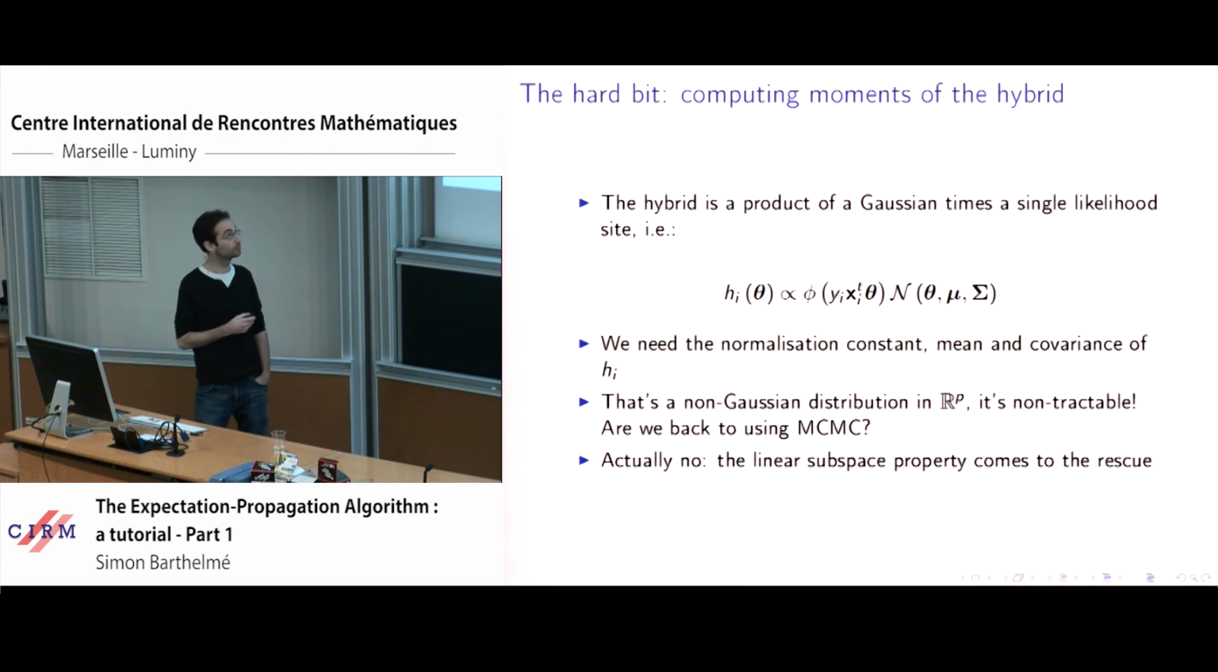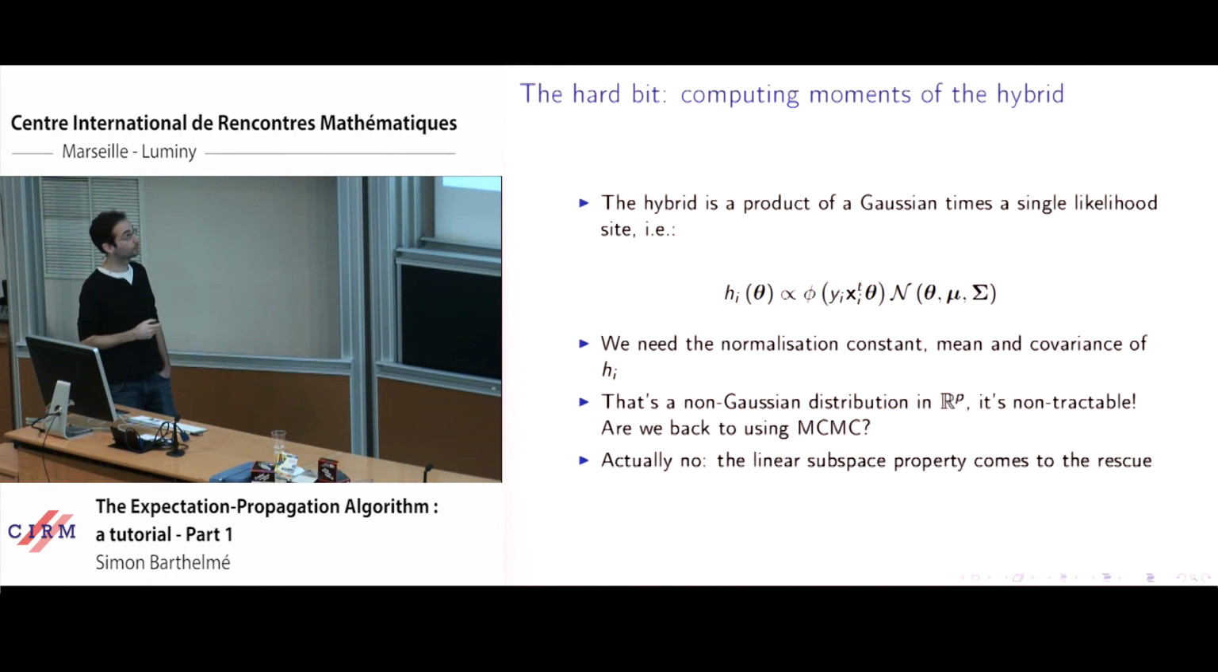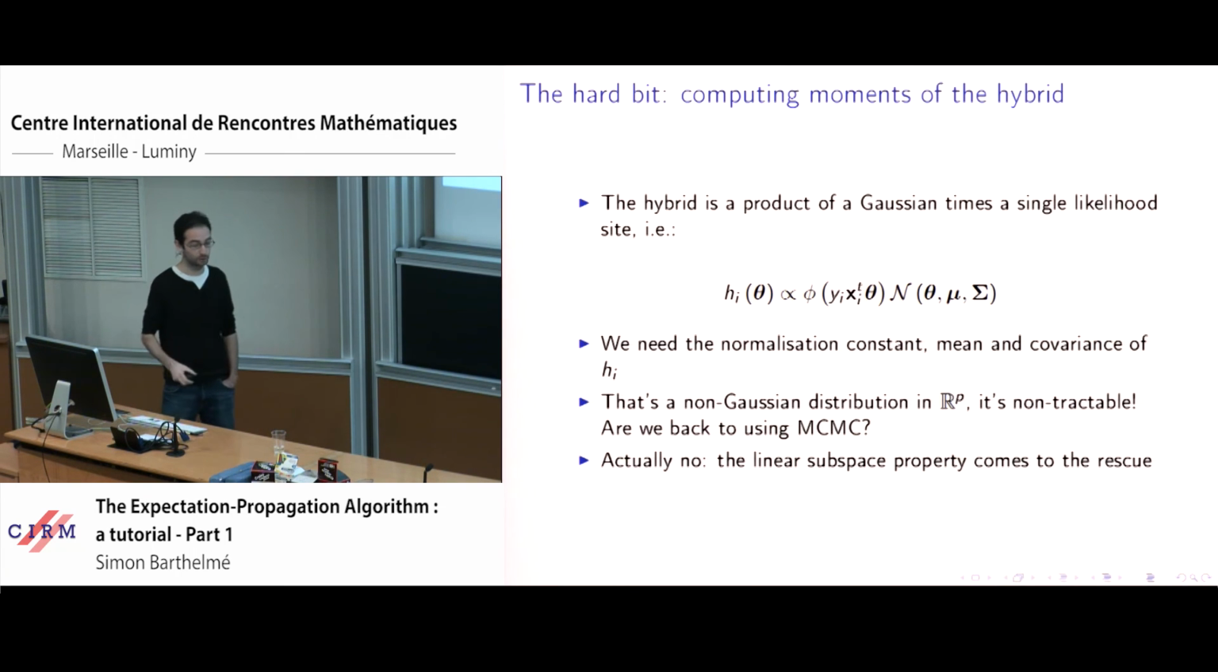The distribution turns out to be tractable for a reason that's often overlooked when people introduce EP. So I'll spend a bit more time than what people normally do explaining why the hybrid distribution is actually tractable. We have a sigmoid times a Gaussian. It doesn't appear to be tractable, so we could, of course, do MCMC to compute the moments, which would be a bit silly, because then we're back to using MCMC. But we don't need to. There's something called the linear subspace property that's going to help us.